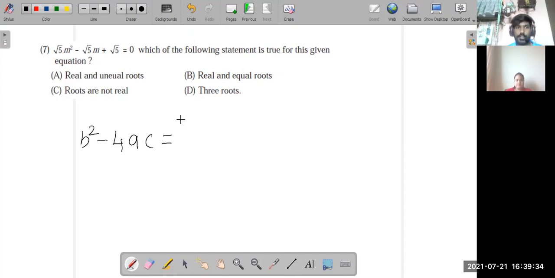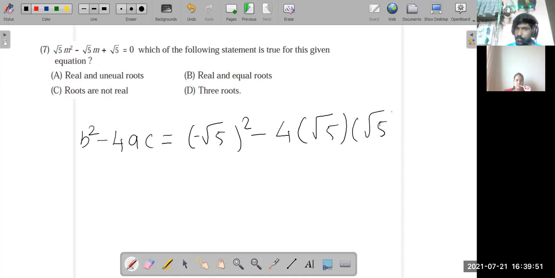B square minus 4AC. What is B? Root 5. So root 5 minus square root 5. Minus 4 into A, which is root 5, and C is root 5. Root 5 square minus 5 wholes, minus 4 times root 5 square.